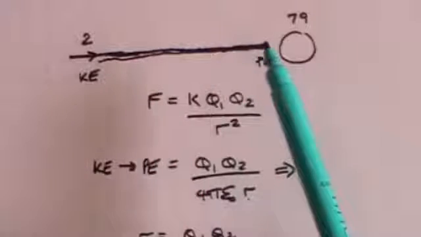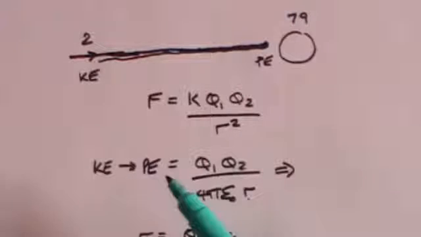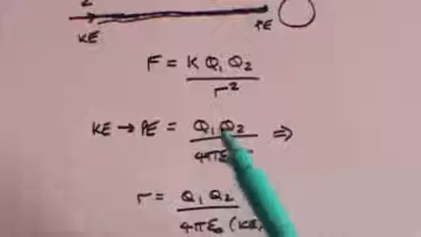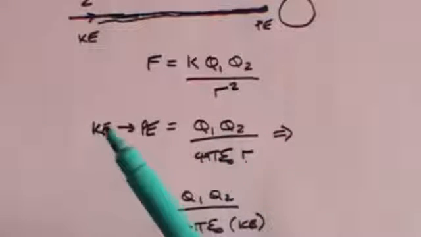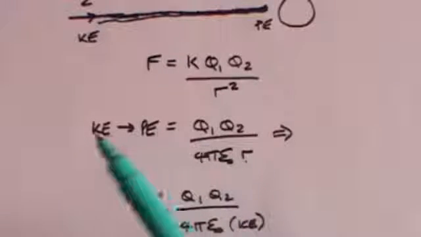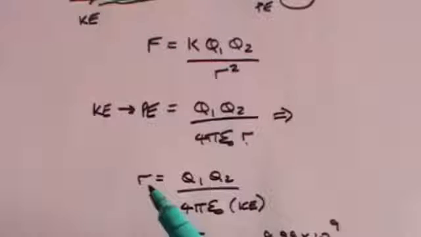At the point at which it stops, all the kinetic energy has been changed into potential energy. So kinetic energy becomes potential energy. The value of potential energy is given by this formula, and therefore kinetic energy equals this formula. And if you simply swap over the two terms K and R, you get a term for R, which is of course not necessarily the radius of the nucleus. It's simply the distance of closest approach.